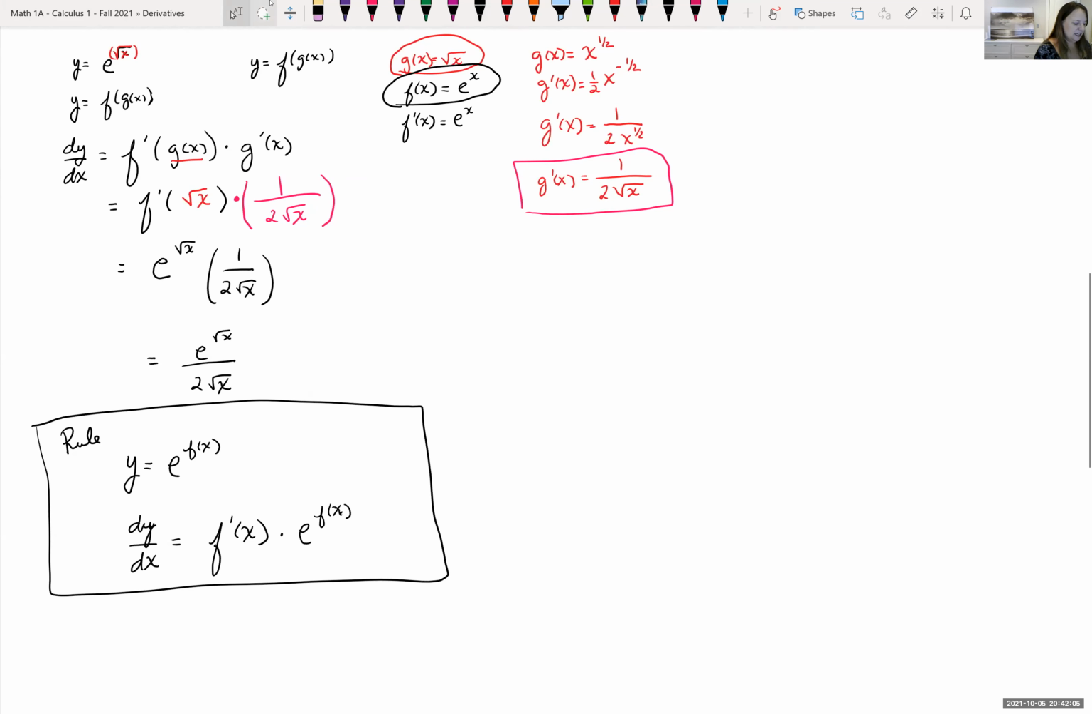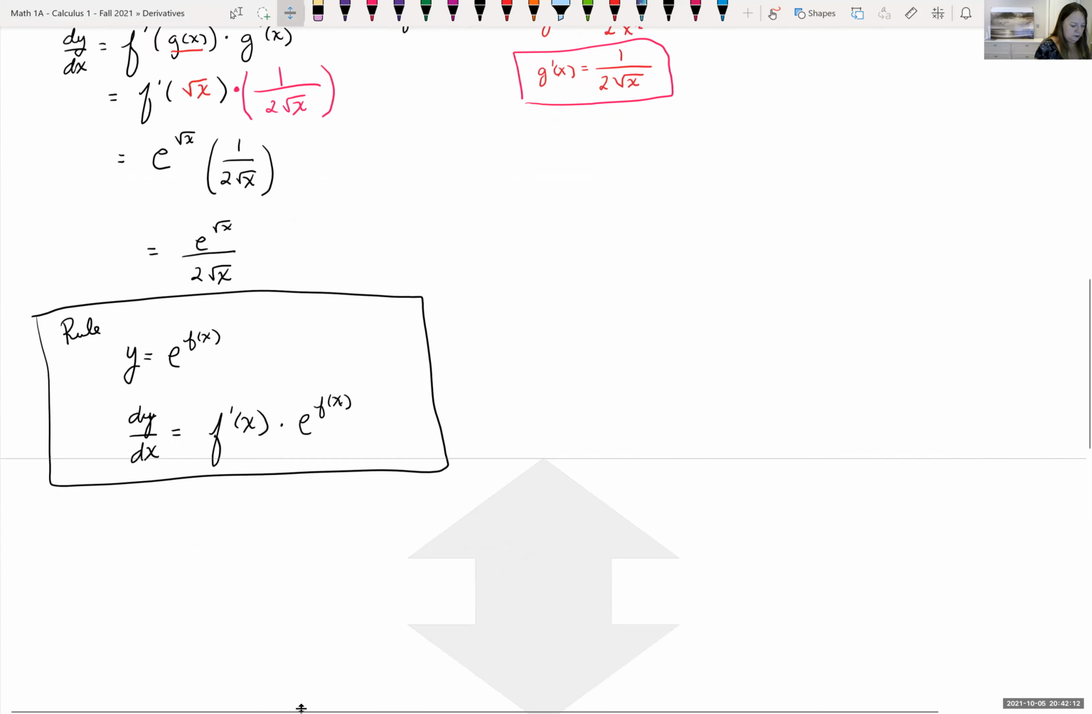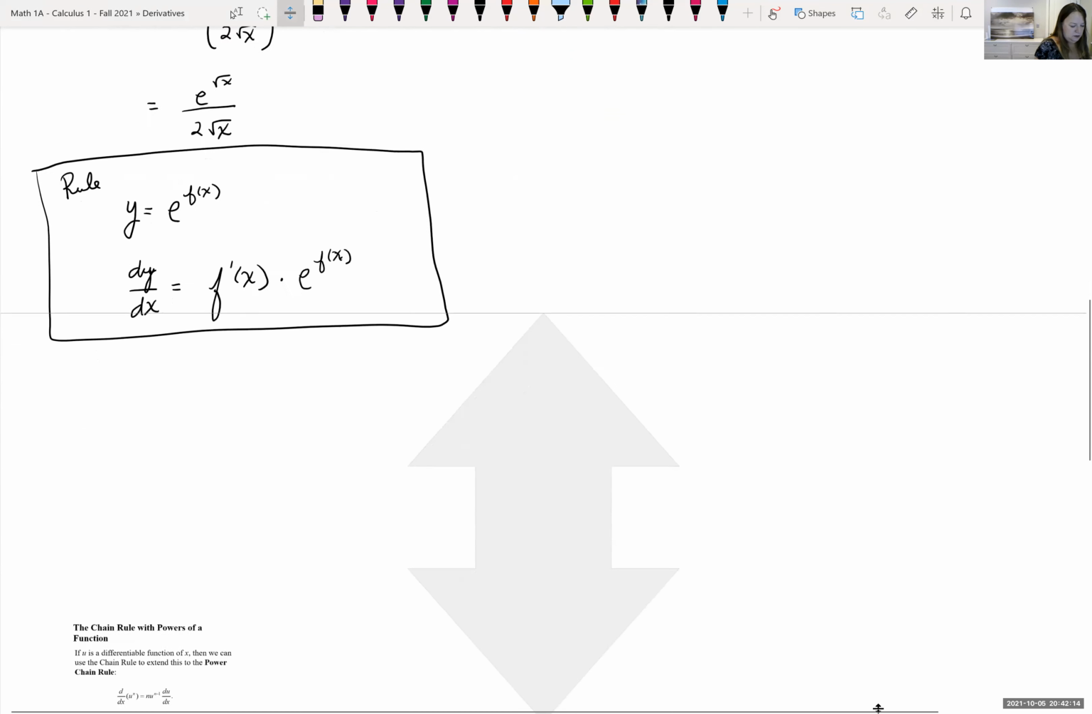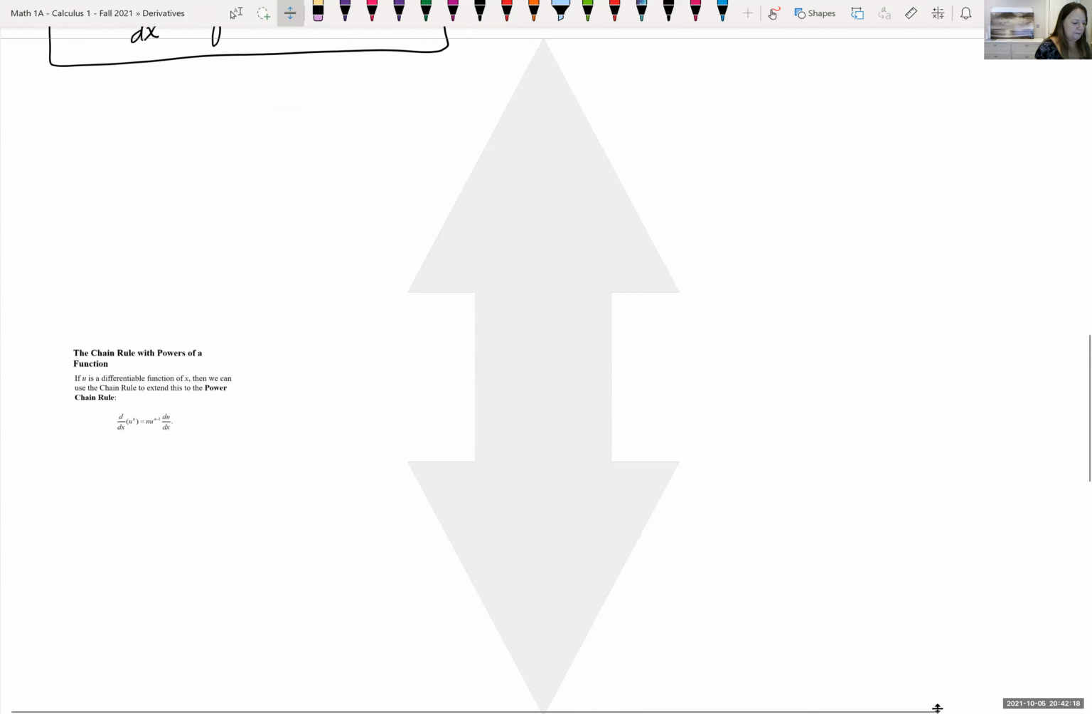So let's look at another e one, maybe a little more difficult. I need more room.